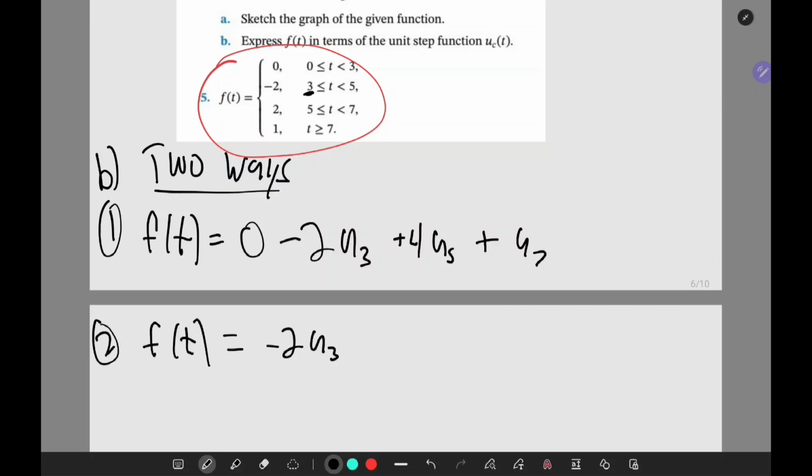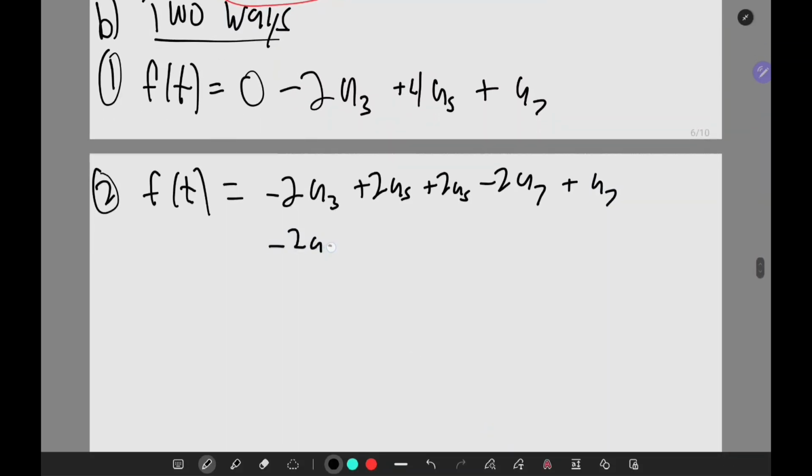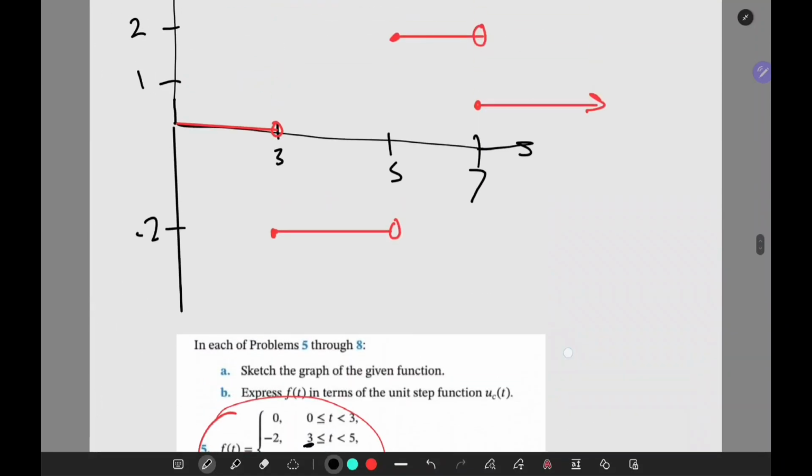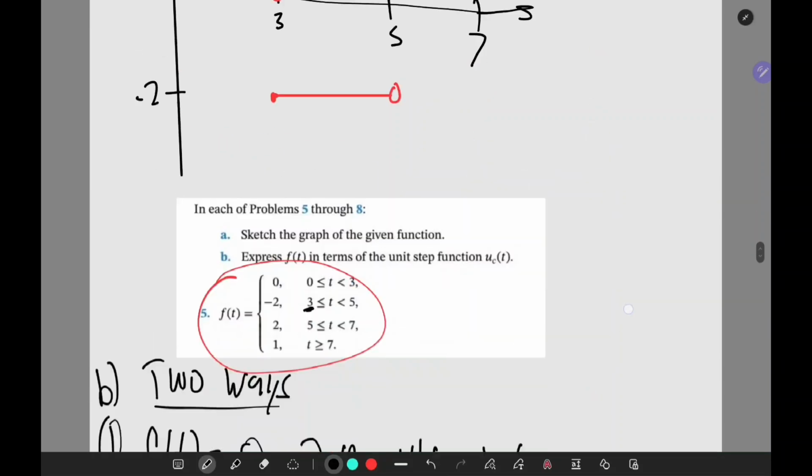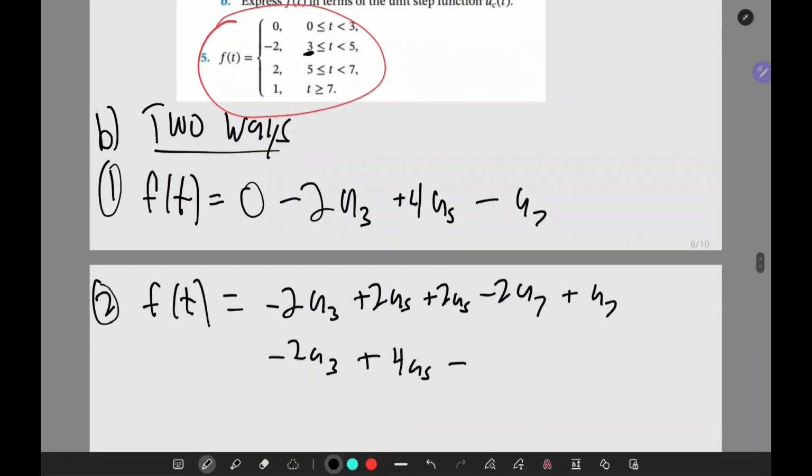Let me think about this. Yeah, I'm good. So you have -2 u3, and you go over here. Then you flip the sign, and you go 2 u5. You go down to this one, you have 2 u5. You flip the sign on the second one, you go -2 u7. And you go down to this one here, and you have 1 u7. So if you add these all up, you'll get -2 u3 plus 4 u5 minus, well, that's not right. It should be minus u7. Where did I mess up? Oh yeah, we're going down 1. My bad. Hopefully someone noticed that.